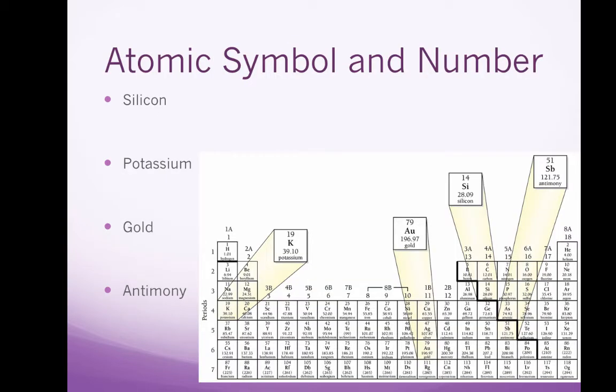Okay, let's talk about this. So silicon, for example, its symbol is Si, and its atomic number is 14. So that's the number at the top of the box. So that means silicon has 14 protons. That's the definition of silicon. It's an element with 14 protons. Potassium, its symbol is K, and its atomic number is 19. So every potassium atom has 19 protons. Gold symbol is Au, and its atomic number is 79. Antimony is Sb. Its atomic number is 51.